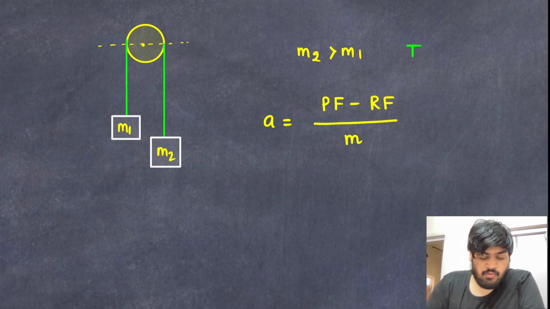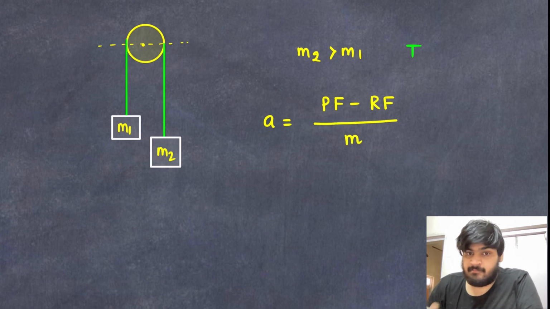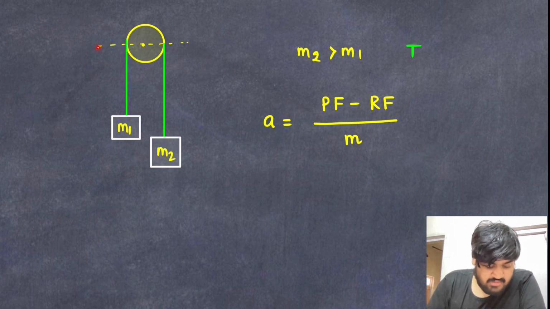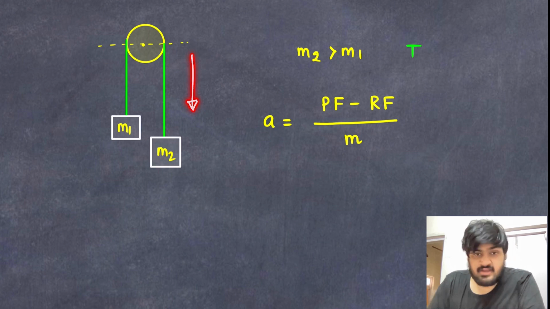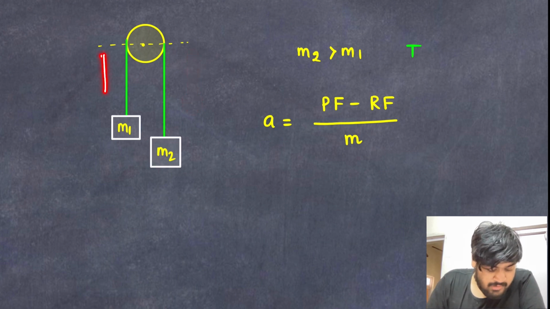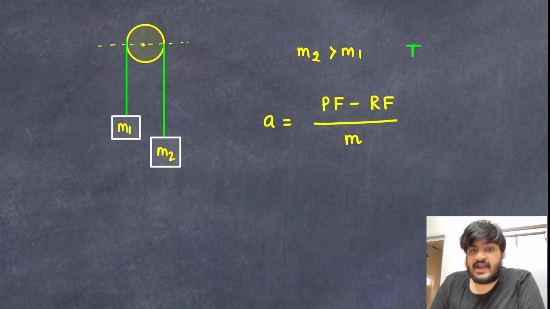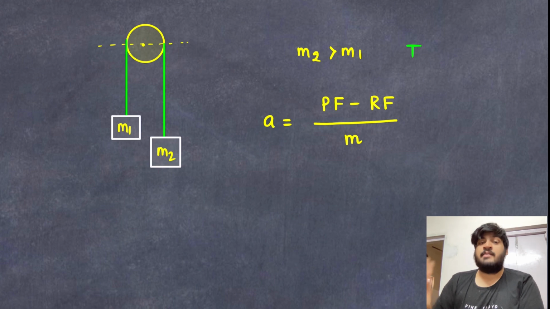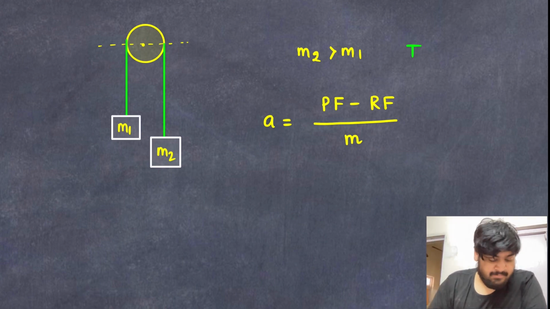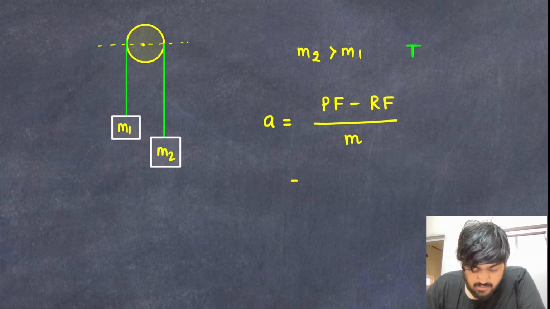Okay, now over here we have assumed that m2 is greater than m1, right? So that means what will happen? m2 will move away from the pulley, right? And m1 will move towards the pulley, right? And we know that all the blocks that move away from the pulley will give us the pulling force, right? जो block पुली से अवे मूव कर रहा है वो हमें क्या देगा? पुलिंग फोर्स, राइट? So that means over here the pulling force will be equal to m2g, right?